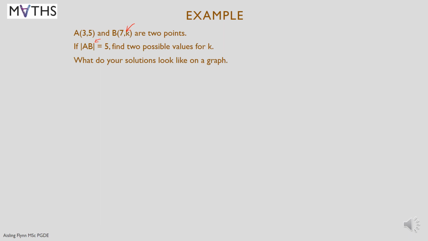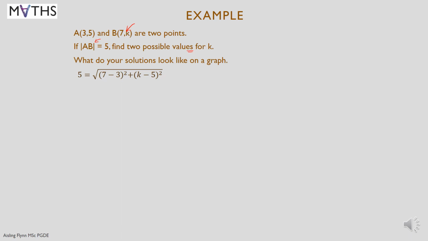So if the length of AB, or the distance between A and B, is equal to 5, find two possible values for k. So we expect to get two answers. What do your solutions look like on a graph? So we'll figure that out later. So firstly, we're going to use the distance formula. Okay, so perhaps we should have written that down first.